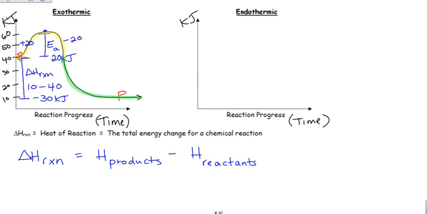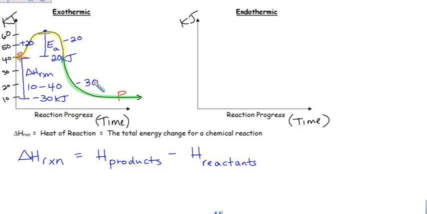So here's my negative 30. That's the overall change for the reaction. So we do not include the activation energy bump when we want to know the total energy change. And that's kind of a common mistake where people think, maybe it's from high point to low point. Nope, just the difference between the products and the reactants.